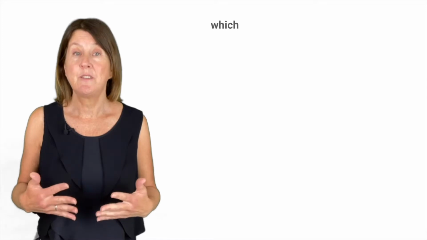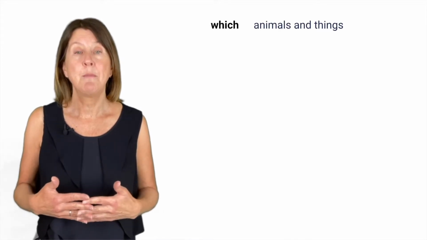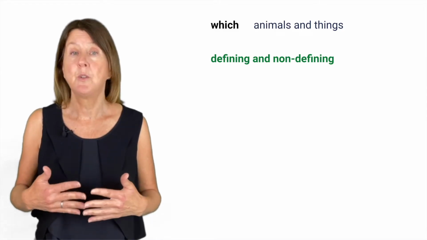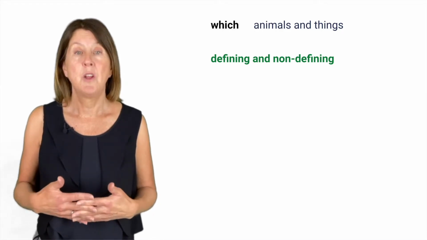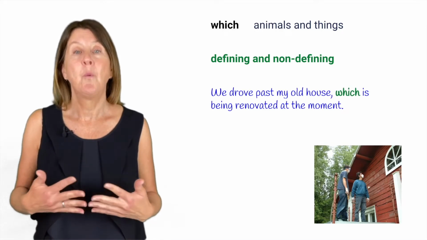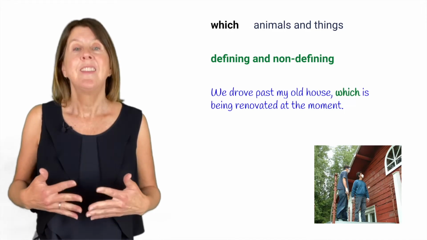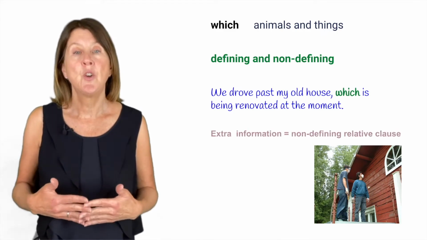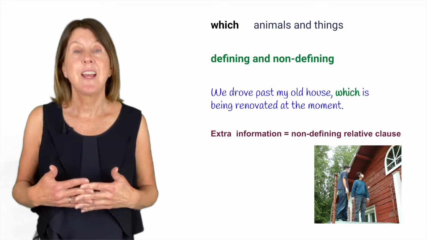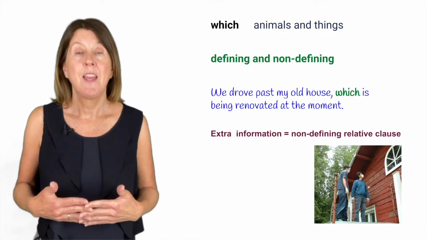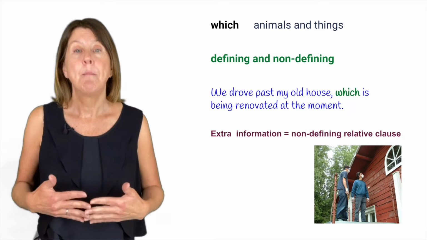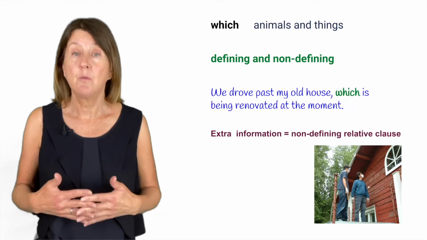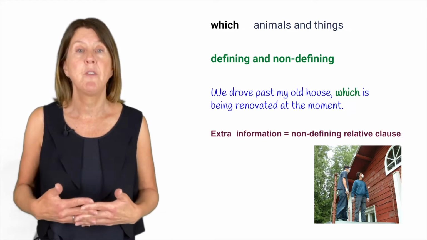Okay, which is used for animals and things and can be used in both defining and non-defining relative clauses, referring to a whole sentence. For example, we drove past my old house, which is being renovated at the moment. The relative pronoun which is referring to my old house. It's a non-defining relative clause because it's adding extra information. Here, which cannot be omitted because it's a non-defining relative clause. So let's look at one where we can omit the relative pronoun.